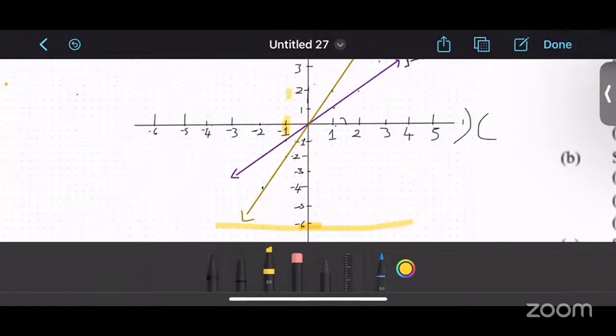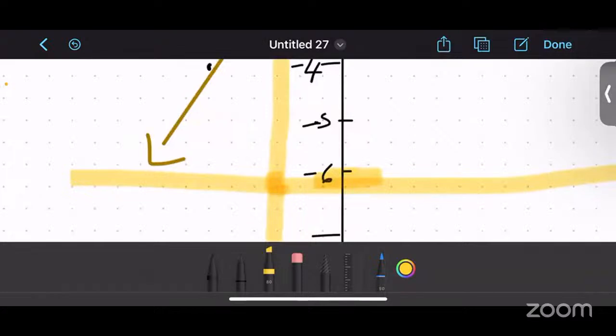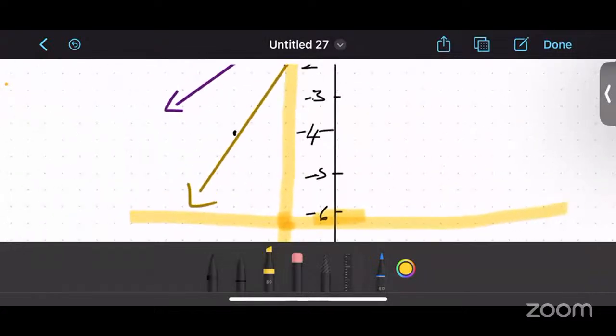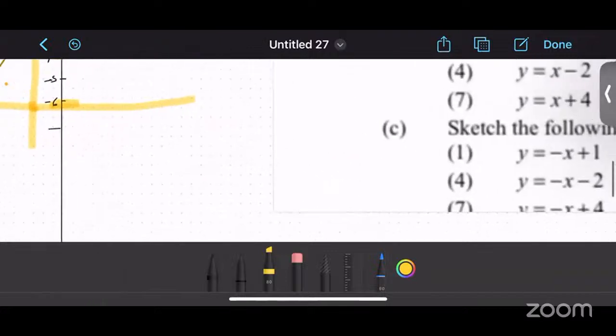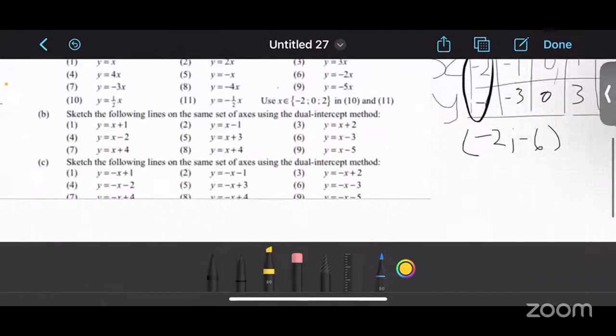If you don't understand a line like this, okay? So you see, that means they meet where? They meet here. Do you see that? And then again, what do you have? You're going to go to the table.